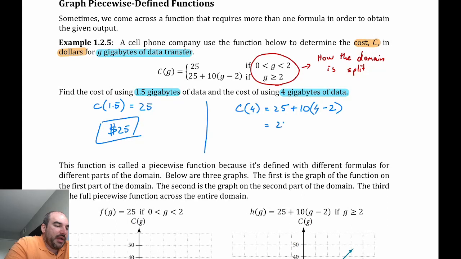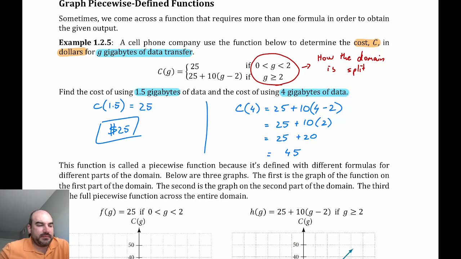So we evaluate 25 plus 10 times 2, 25 plus 20, which is 45. So the answer here is $45.